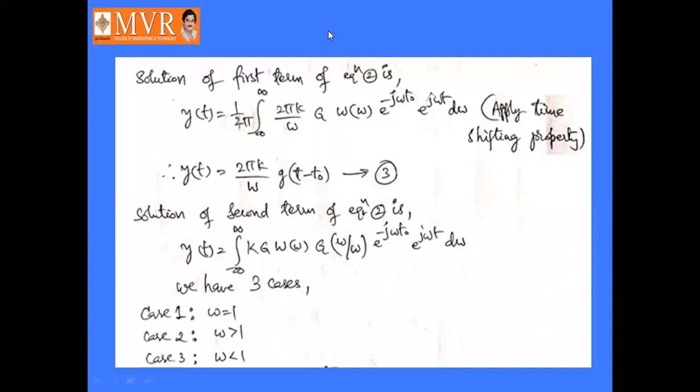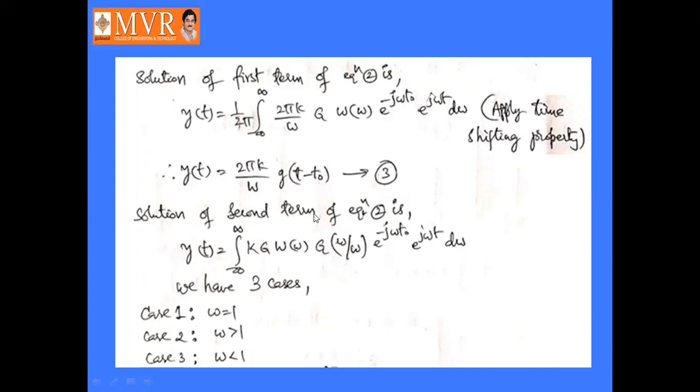Okay, the solution of the first term of equation 2 is y of t equal to 1 by 2 pi integral minus infinity to infinity 2 pi k by omega into g into w of omega into e power minus j omega t naught into e power plus j omega t d omega. This is a time shifting property. We are applying the time shifting property, therefore y of t finally becomes 2 pi k by omega into g of t minus t naught. Let it be considered as equation number 3.